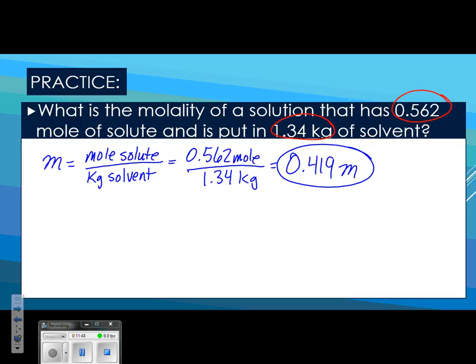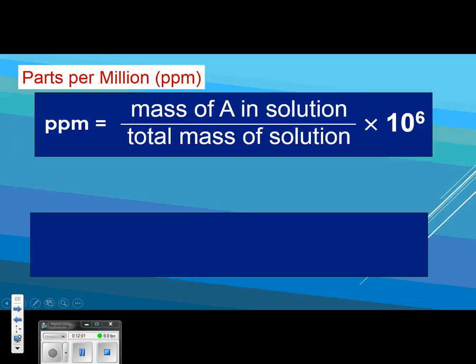They might give you grams for the solvent. What do you need to do then? Divide it by 1,000 to get into kilograms. Good. Okay, so it's not hard. Take it step by step. Okay? So let's go on to the next one, ppm.